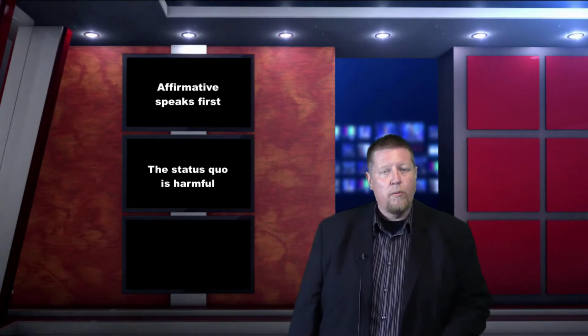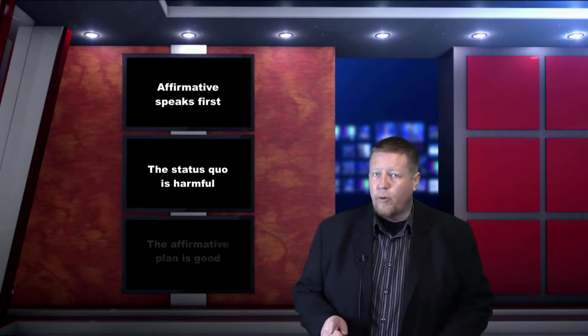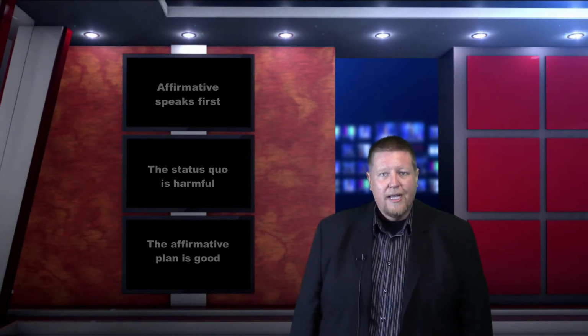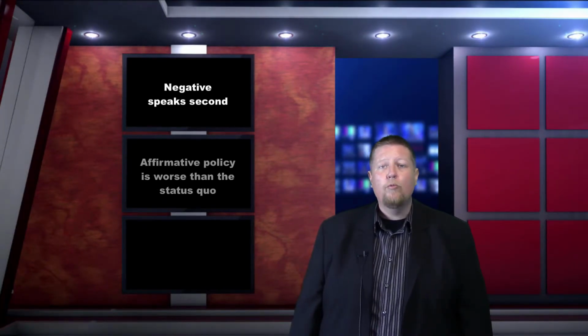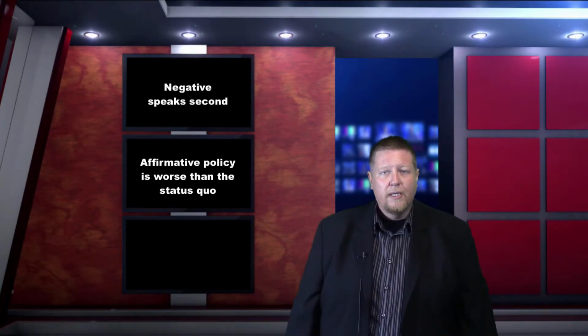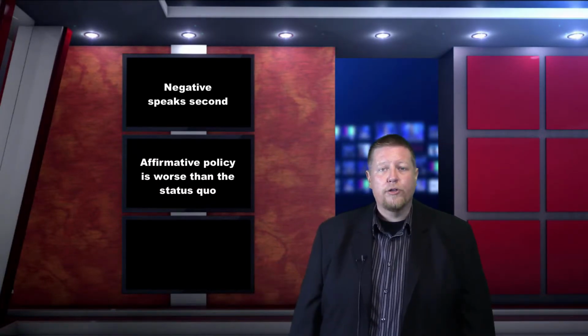So what does a debate round actually look like? Well, as you can guess, each team takes turns presenting their ideas and responding to the ideas presented by the opposing team. The affirmative team gets to go first, and in their first speech, the affirmative team will try to prove two things. First, that the status quo is harmful. Second, that their proposed policy is advantageous. The negative team gives the next speech, and their job is to prove that the proposed policy would be worse than the status quo.